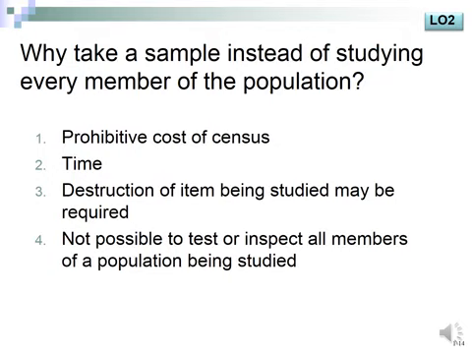Or if you wanted to test the length of time that a light bulb lasts, you would not be able to test every light bulb to see how long it lasts because you wouldn't have any left to sell. Sometimes it's not possible to test or inspect all members of a population being studied. For example, if I want to know the percentage of mosquitoes that have West Nile virus, I will not be able to catch every mosquito and test them. It's just physically impossible to do that.